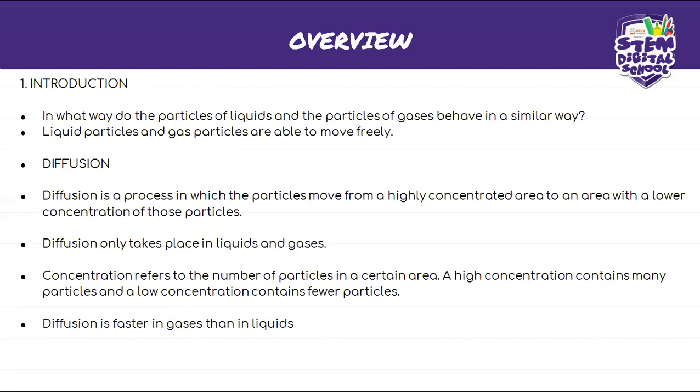All right, now let's look at diffusion. What is diffusion? By the end of this lesson, you should be able to define diffusion, give examples of diffusion, and explain using the particle model. Diffusion is a process in which the particles move from a highly concentrated area to an area with a lower concentration of those particles. Diffusion only takes place in liquids and gases.